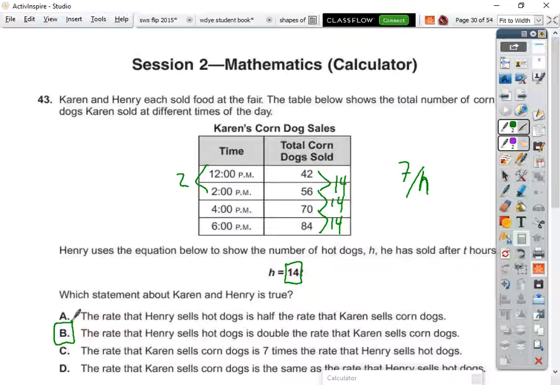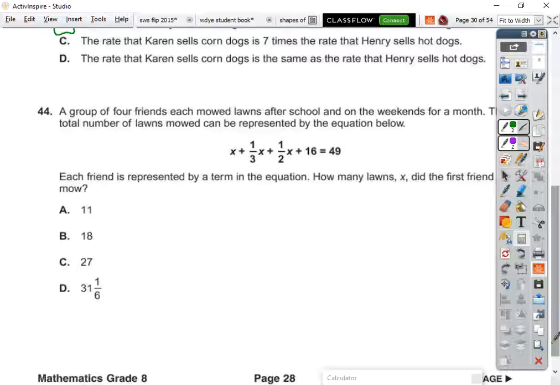Alright. Number 44. A group of 4 friends each mowed lawns after school and on the weekends for a month. The total number of lawns mowed can be represented by the equation below. Okay. So a group of 4 friends. So here's 1 friend, 2 friends, 3 friends. That's the 4th friend. Okay.